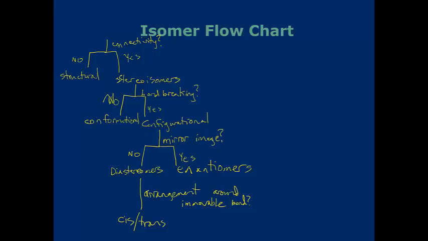Are they non-superimposable mirror images? If yes, they're enantiomers. If not, they're diastereomers. What about their arrangement around an immovable bond? Is it different? Then you have to identify cis and trans.